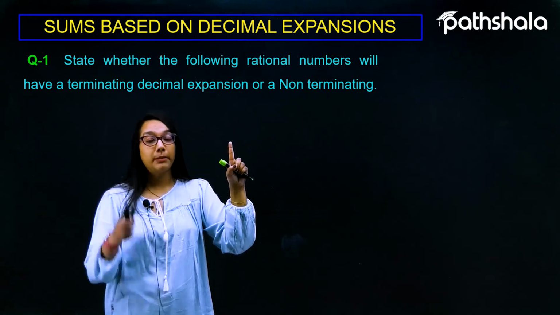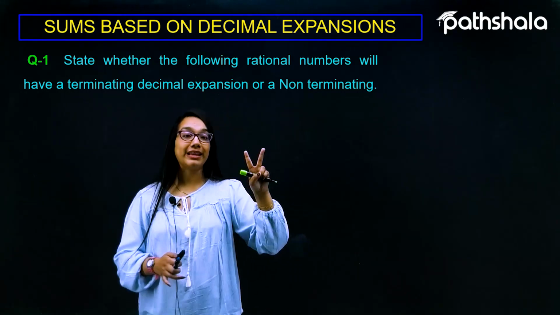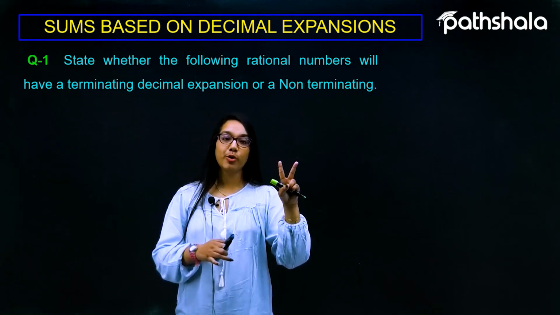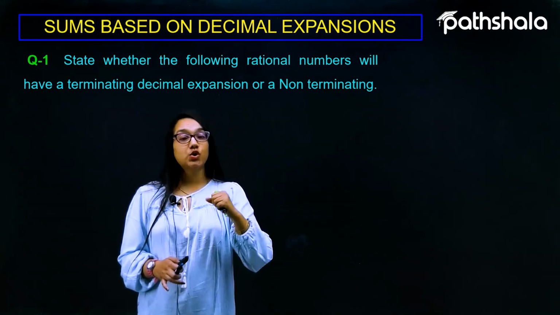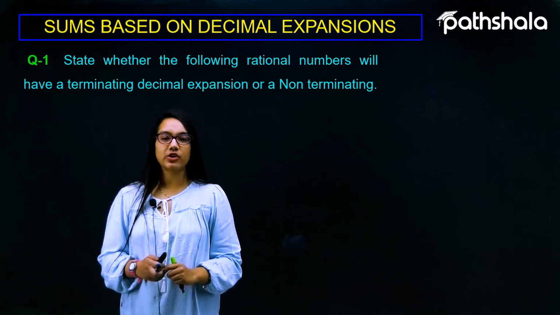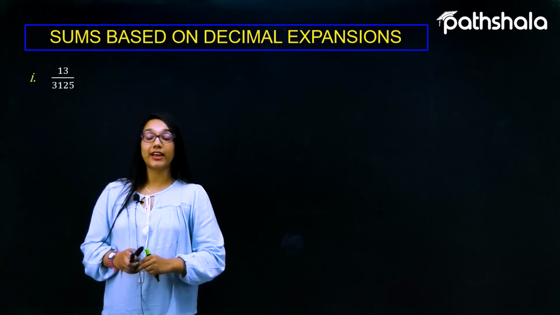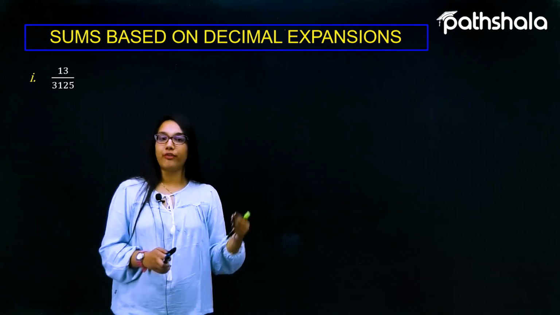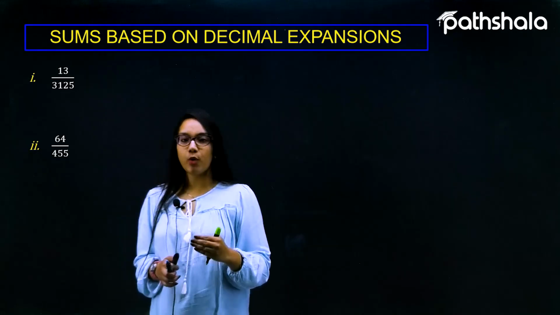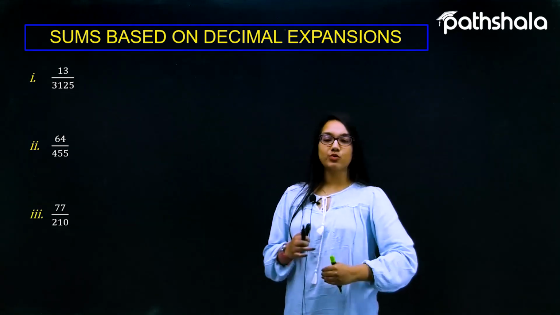First of all, the p and q numbers should be co-prime, and the other thing is the denominator should be of the form 2 raised to the power m into 5 raised to the power n. So let's just start solving this question. Let's start with the very first part, which is of the type 13 by 3125. The second part is 64 by 455, and the third part is 77 by 210.